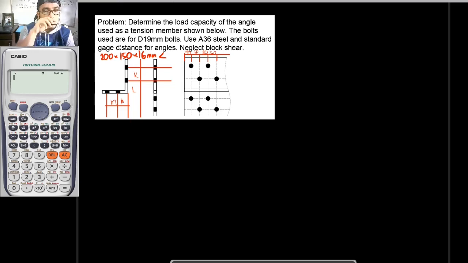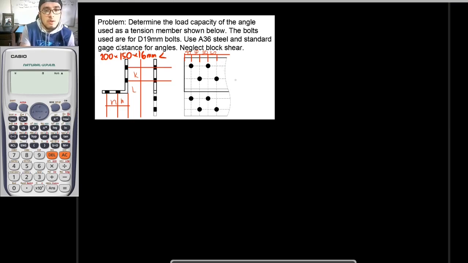Then neglect block shear. So as you can see in this particular problem right here, what's different from our last problem is that its connection is staggered, and by staggered you can see they are not actually aligned. So they don't fall in one particular line. They are different, so thus they are staggered.